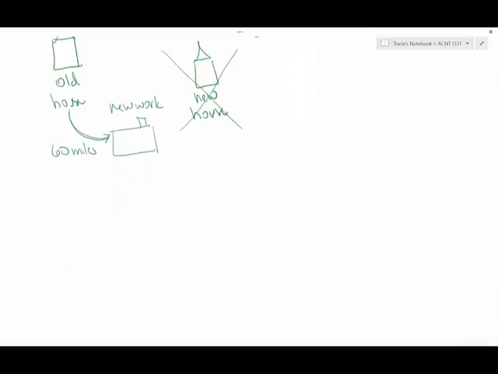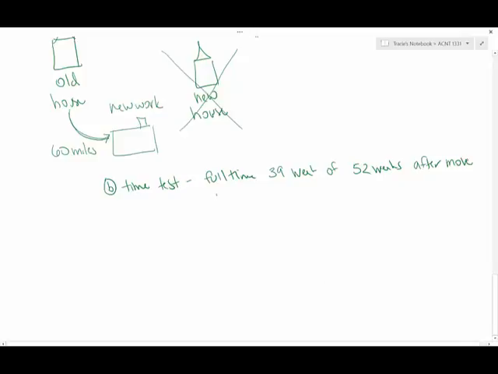Now, the taxpayer also has to meet the time test. So in order to get the deduction, they have to meet the distance test. In addition, they must satisfy the time test. The time test tells me that the taxpayer must be employed full-time for 39 weeks of the first 52 weeks after the move, or the taxpayer must be self-employed for 78 weeks of the first 104 weeks after the move.